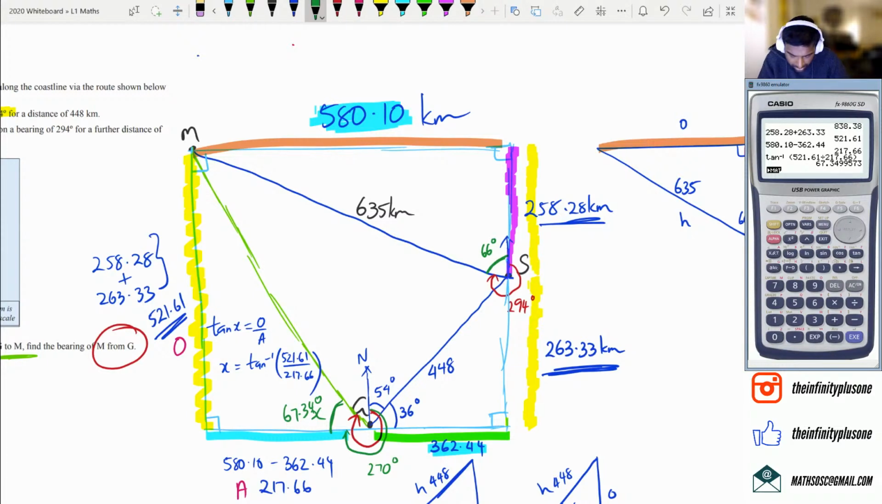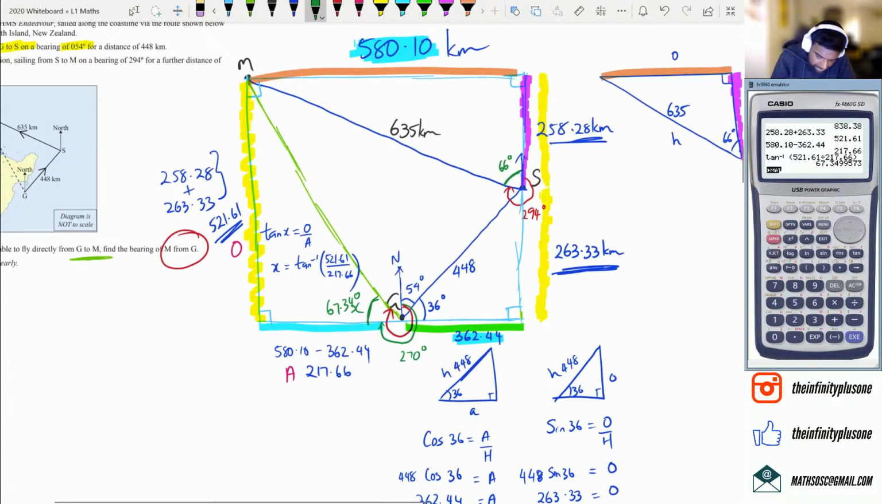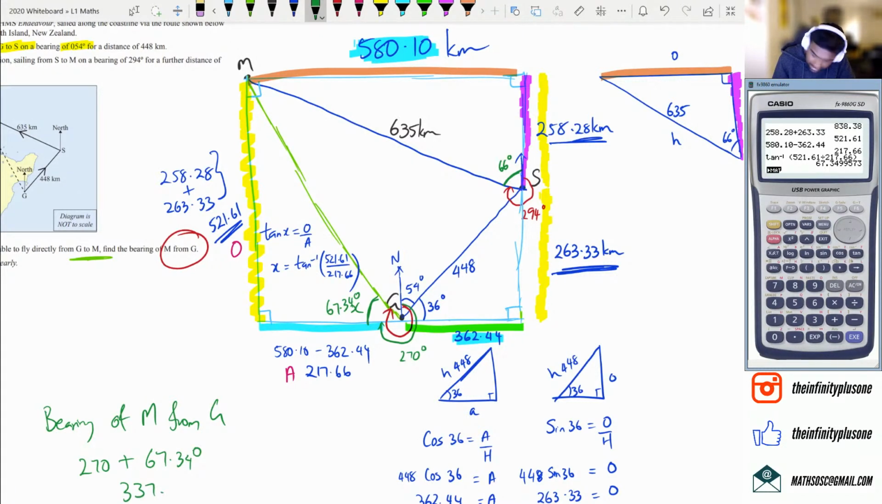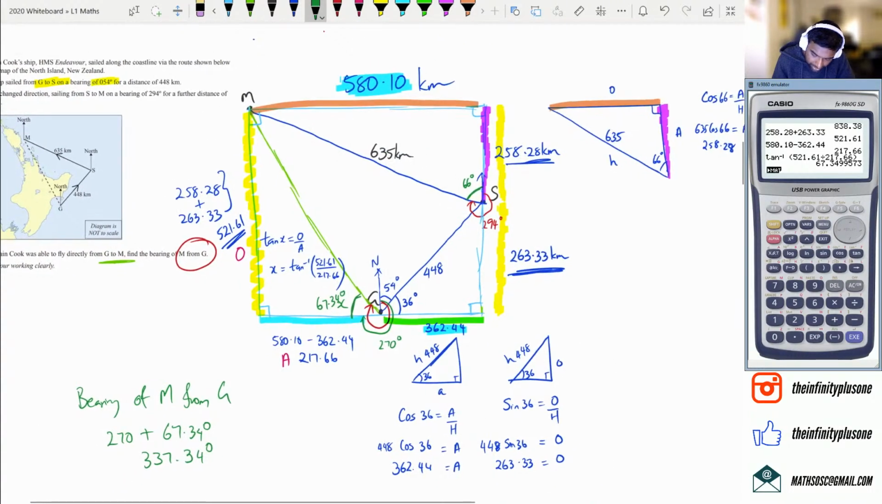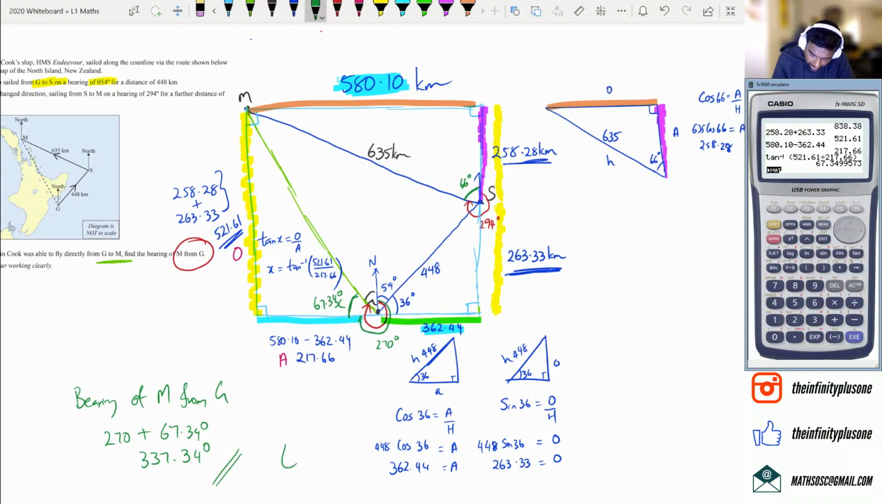And because we've got that, we can say the bearing of M from G is 270 degrees plus 67.34 degrees, which gives us 337.34 degrees. And that ends up getting you an excellence question.